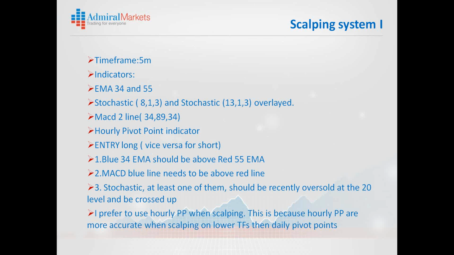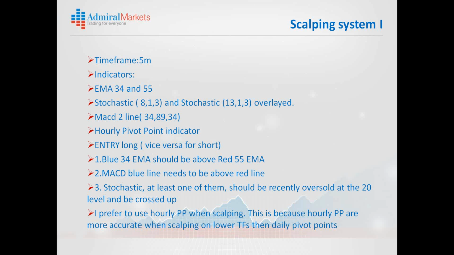So entry long, it's the same for short. I will show you how to enter long. It's just opposite for short entries. So blue 34 EMA should be above red 55 EMA. The first thing to watch for. The second thing is MACD blue line needs to be above red line to confirm longer term trend. Stochastic, at least one of them, should be recently oversold at the 20 level and be crossed up, or it should be headed up.